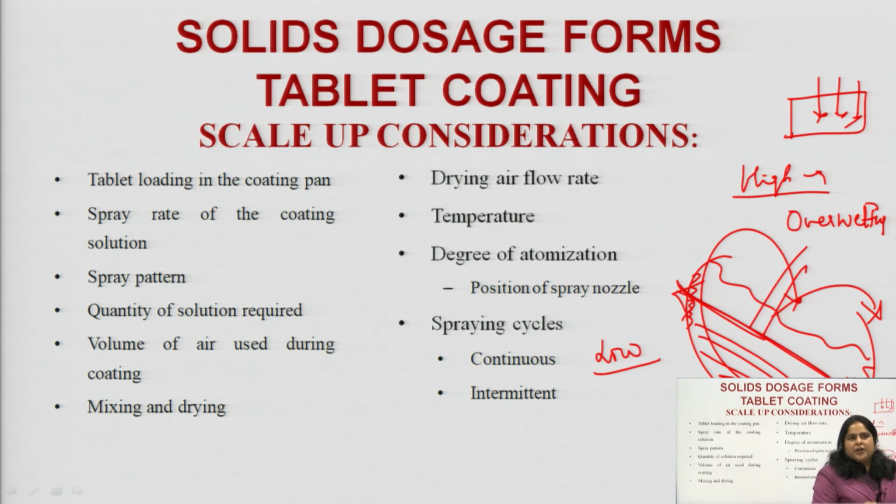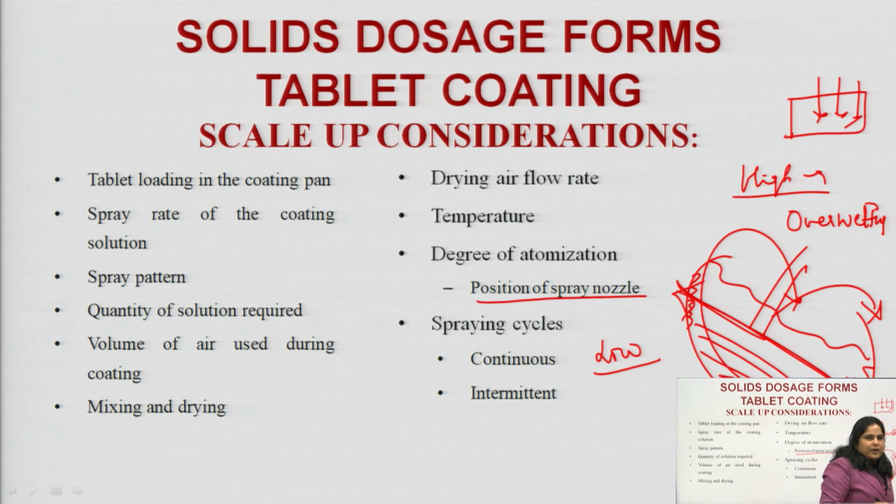Then next one is degree of atomization, which is very important, because the particle size of the spray solution is important. If the droplet size is very large, there are chances it will overwet the tablet surface, and if it is very small, then there are chances that this droplet may dry before reaching the tablet bed. So, to what degree we are atomizing the spray solutions is very important, and this can be controlled by position of the spray nozzle.